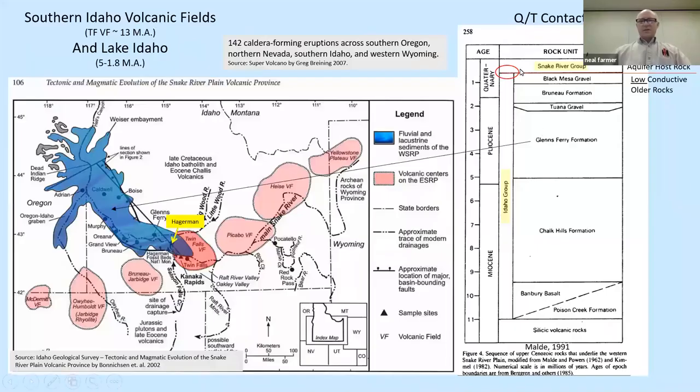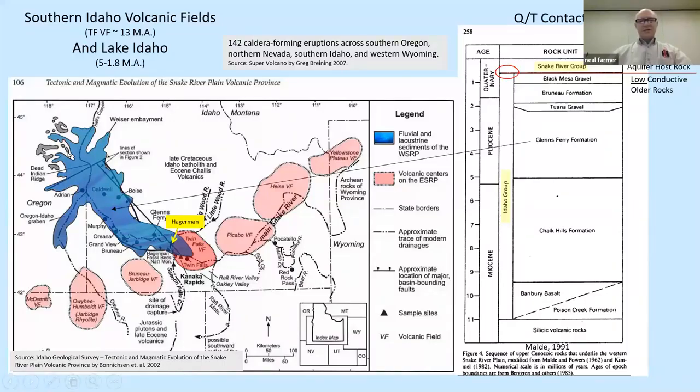So really what we're looking at is the contact between the younger Snake River Group and the older Idaho Group rock formations, but it's generally the Quaternary-Tertiary boundary in this area. The younger rocks, the Snake River Group, are highly conductive and host the aquifer of the Snake Plain. The older Tertiary group rocks are typically lower permeability and create an impermeable boundary.